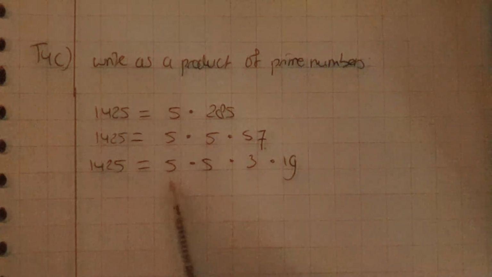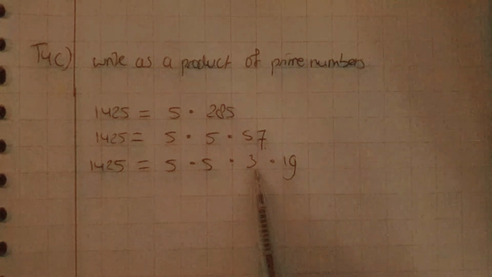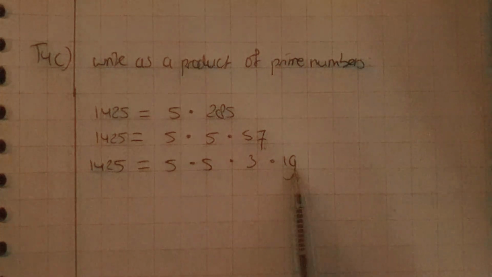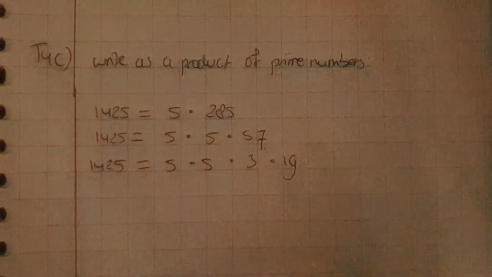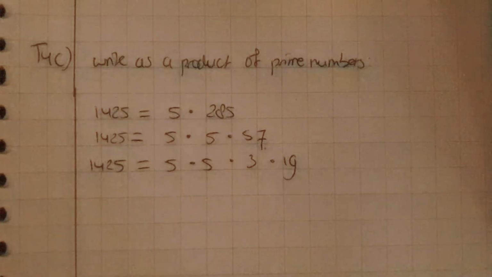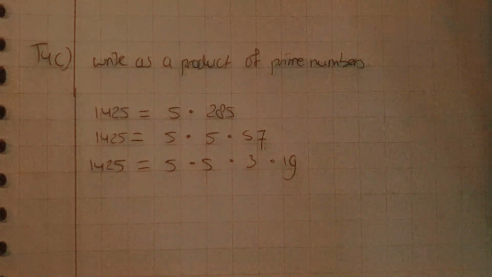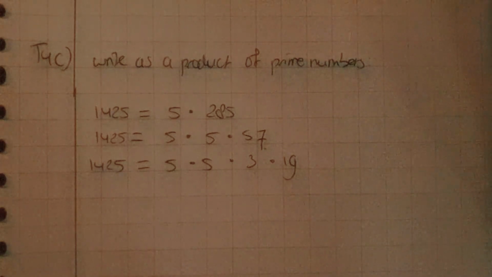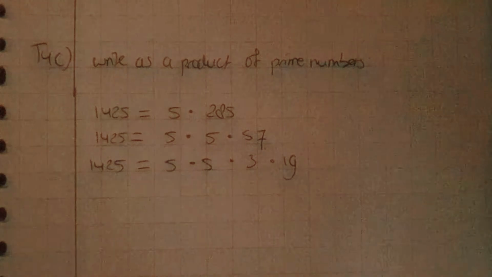Now I recommend you to do this in your head. 5 times 5 is 25, times 3 is 75, and times 19 has to be 1425. Check it out, because sometimes you forget a 5, or you forget a 2 or a 3, because sometimes you have 2 times 2 times 2 times 2 times 2, and then it's likely to forget one of the 2's. So please check it out before you move on to the next exercise.